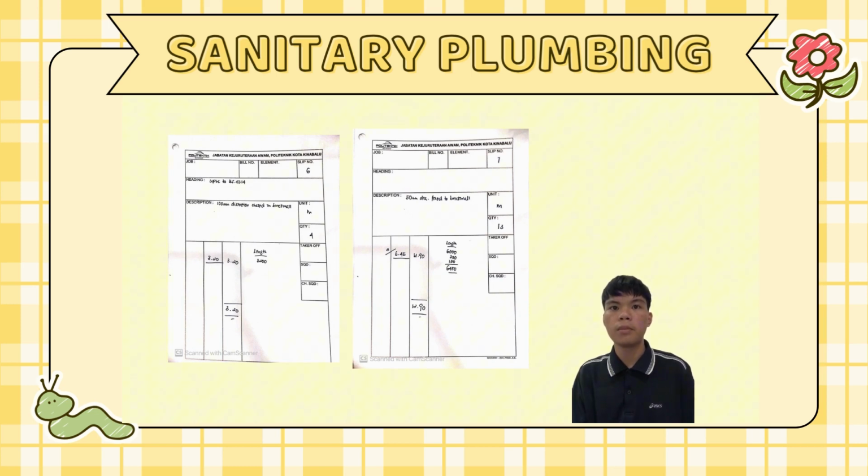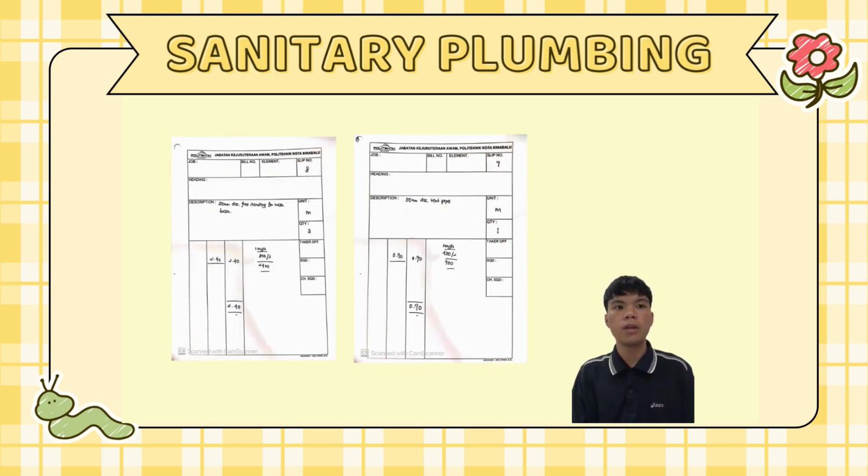The next one is 50 mm diameter, fixed to brick wall. Unit in meter. The length is 6000 plus 300 plus 150. Total is 6.45 meter times 2 because there are 2 pipes used. So the total is 12.9. The quantity is 13.